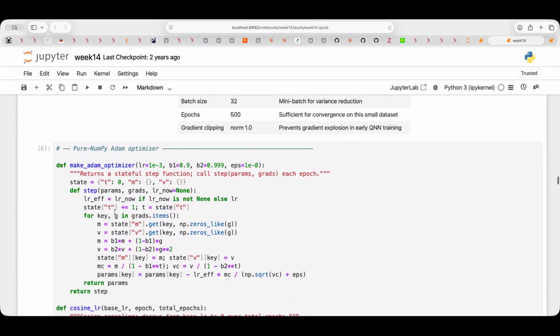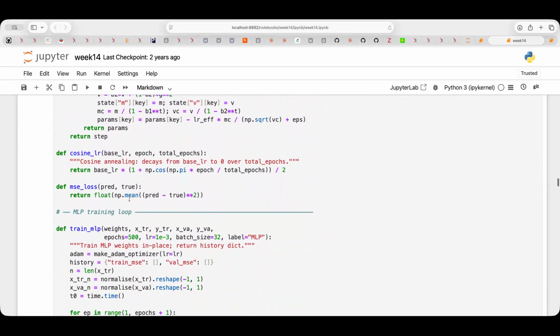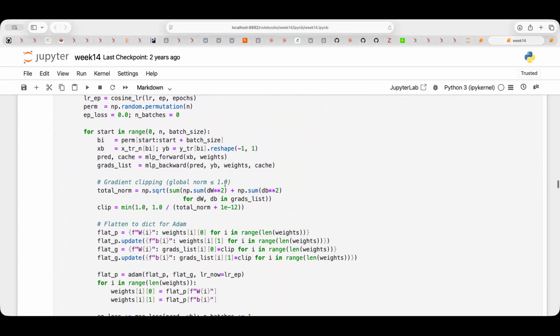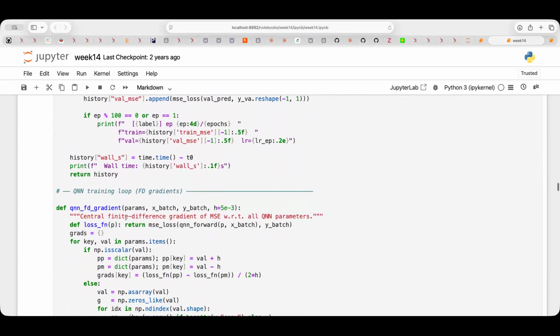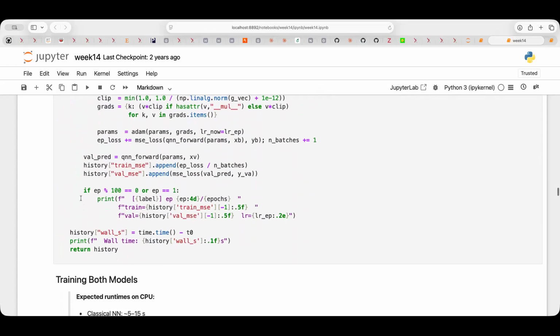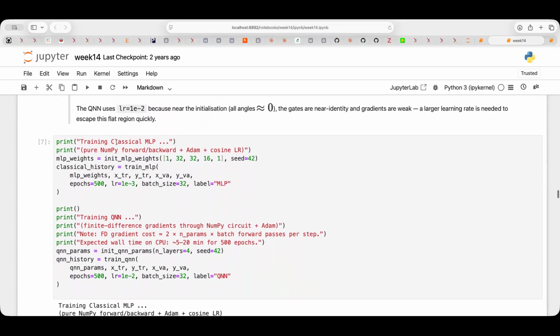So that's a pure NumPy implementation of the Adam optimizer. And then I have the loss function, which is my mean squared error. And then I train my network for the different parameters. And I train my QNN, same thing. And then at the end here, when I look at the training of both methods, you will see that my classical neural network takes very few moments, whereas the QNN took me, in the last calculation I ran, something like 3 minutes.